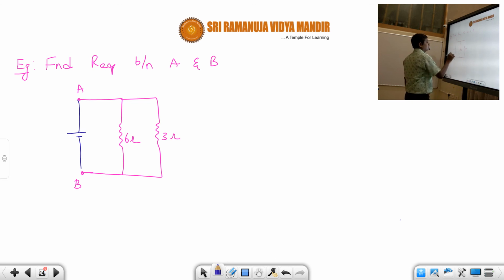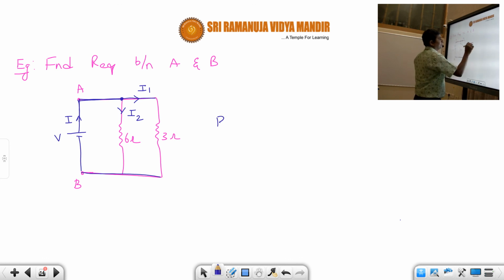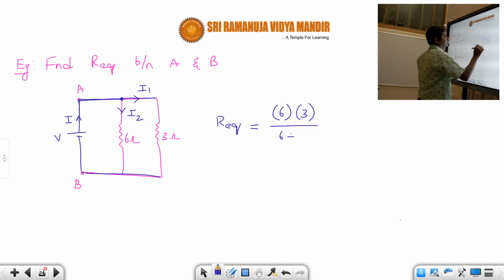Just draw one cell across the terminals A and B, and then let us start taking current from the positive terminal. First the current will go like this, and when it comes here, now it has 2 ways, students. It can go like this and it can go like this. So that means the current is getting divided and the same voltage is applied across both the resistors. Therefore, since the current gets divided, they are in parallel. And what is the formula for the equivalent resistance in parallel, students? Product by sum. 6 plus 3, 9. So that means 18 by 9, that is equal to 2 ohms, students.